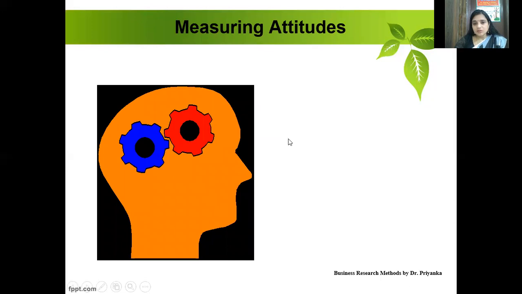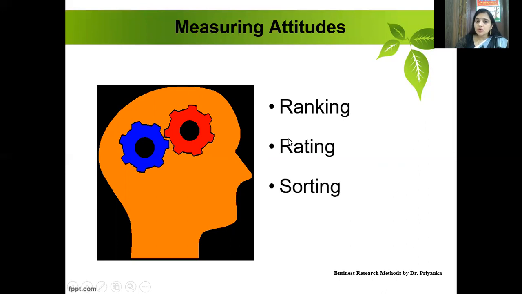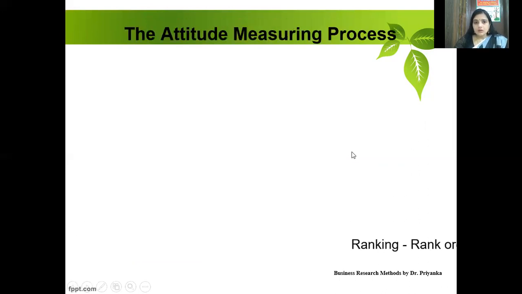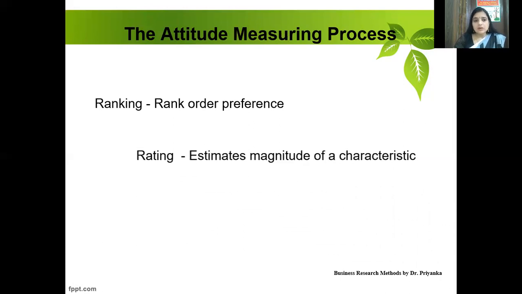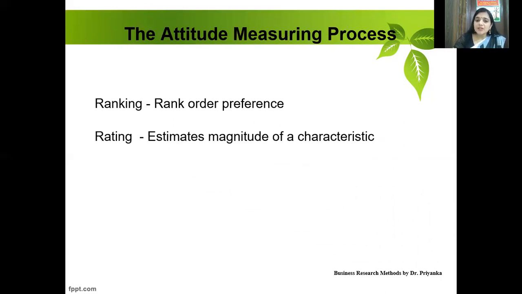Measuring attitudes. This can be measured through either ranking, rating, sorting, or choosing. Ranking basically is rank order preferences. It is like an ordinal scale. You will be ranking, providing your preferences over the other things. Then rating estimates magnitudes of a characteristic. You are trying to provide how much you approve of one particular thing out of the totality.